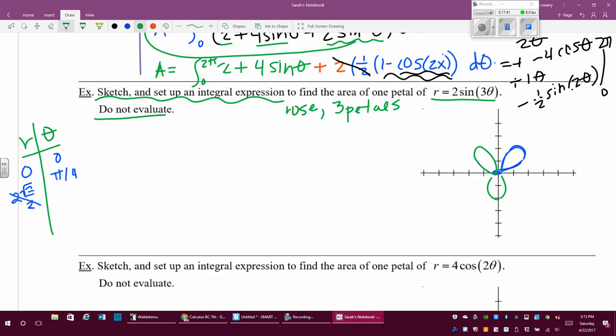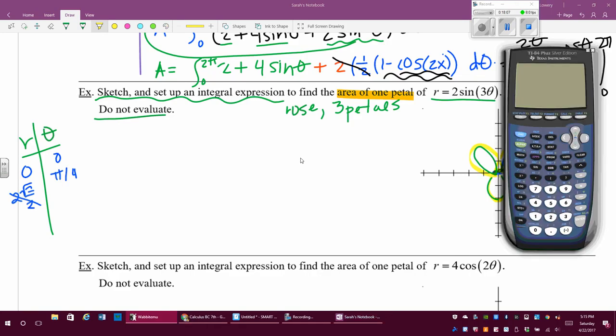Okay, but this is kind of an interesting question because it says we want to write the area of 1 petal, only 1 petal. Whenever you're graphing a rose curve, what's kind of cool is this thing is going to go here, and then it's actually going to go down here, and then it's going to go over here. And to prove that to you, I want to show you in a calculator the path of this thing, which I think is really cool.